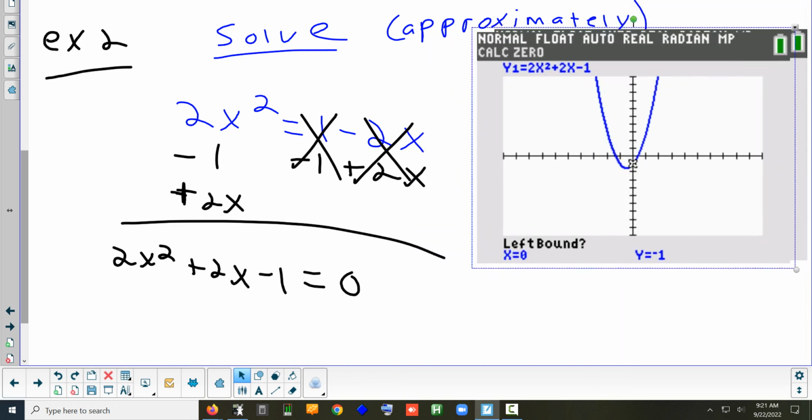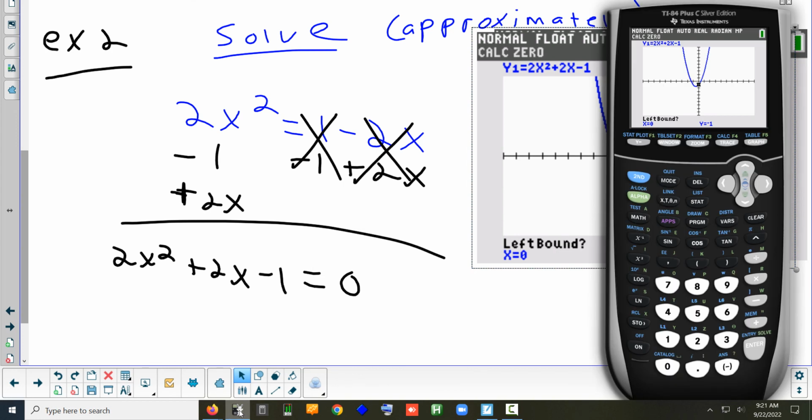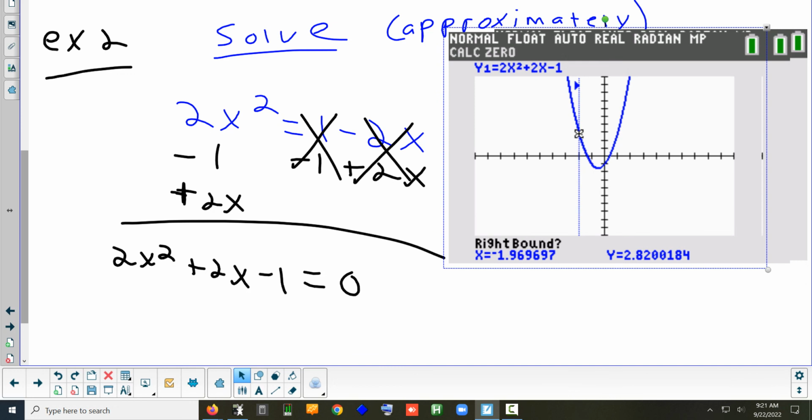The first thing it says is left bound. You need to pick somewhere that is to the left of where it crosses the x-axis. We have to do it twice. Okay, we have to do it as many times as it crosses. So move your cursor to the left, hit enter, and it should put a dotted line to the left of where you're trying to find. I'm trying to find this one. That's the one I'm doing right now.